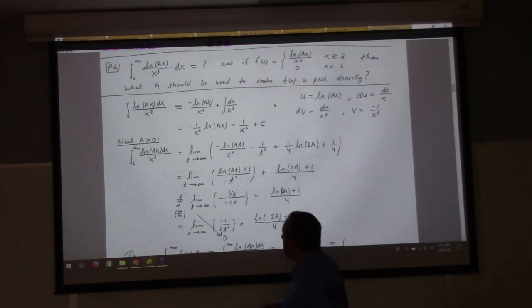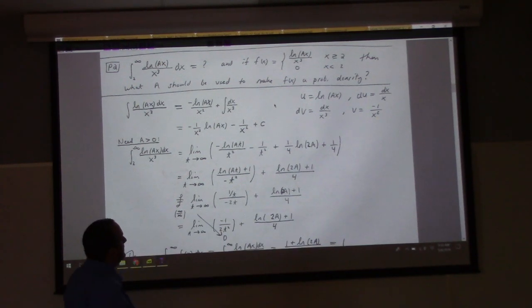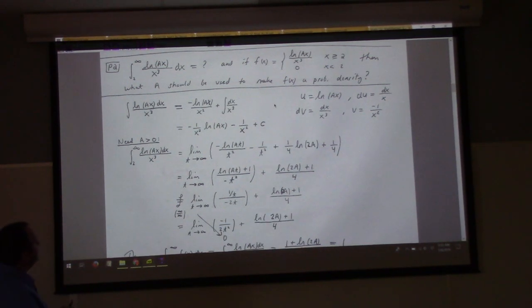Okay, so problem 2. So I have natural log of ax over x cubed. We can integrate by parts, right? So u equals log of ax, and dv is dx over x cubed. So the integral of dx over x cubed is minus 1 over x squared. And du is dx over x. All right, the a's cancel.